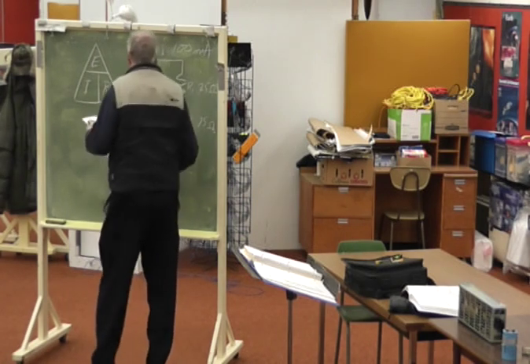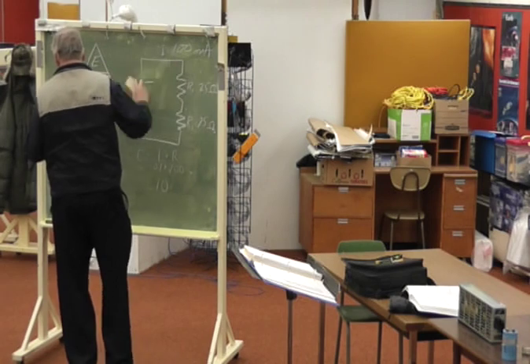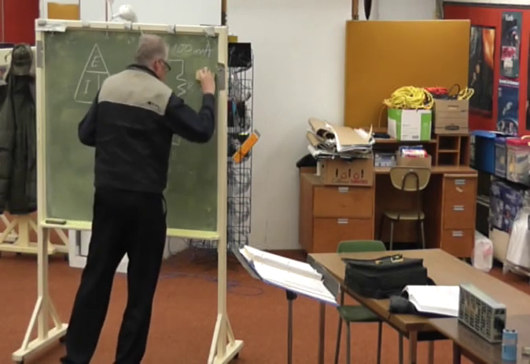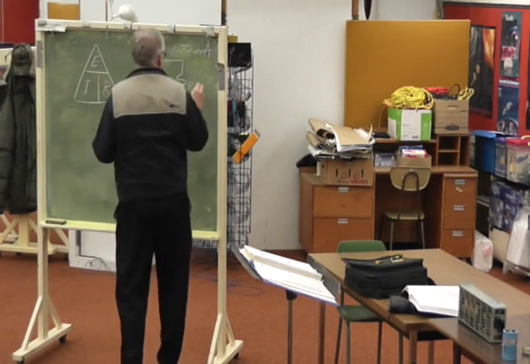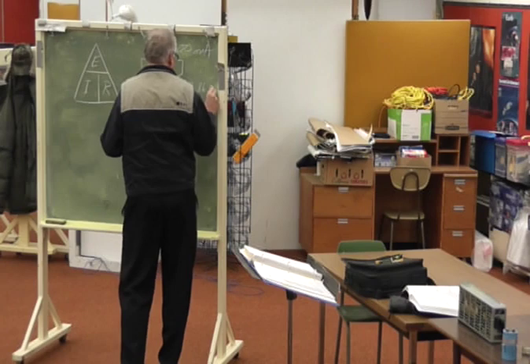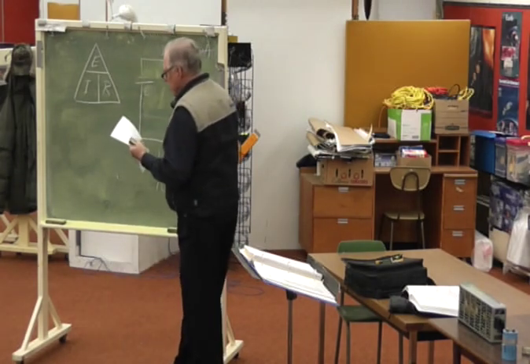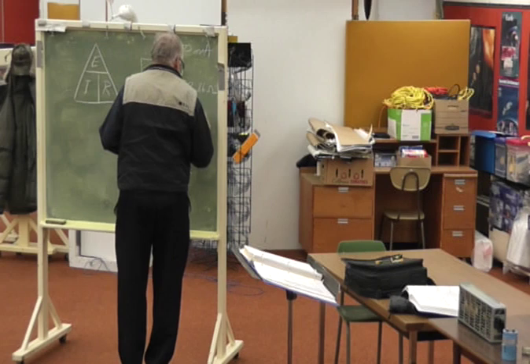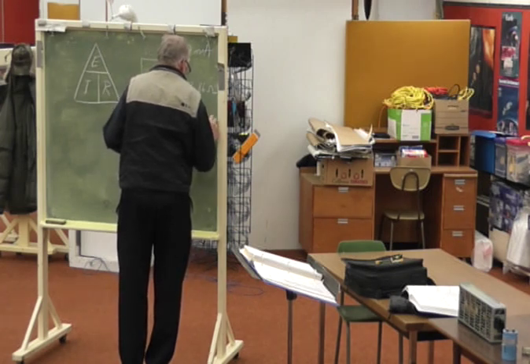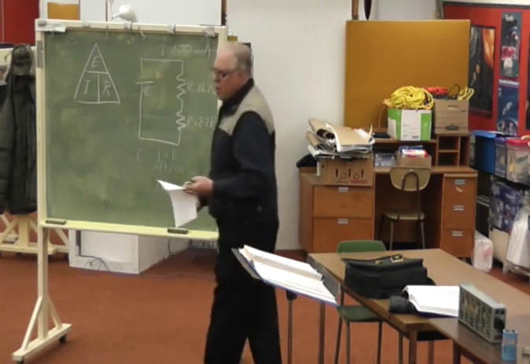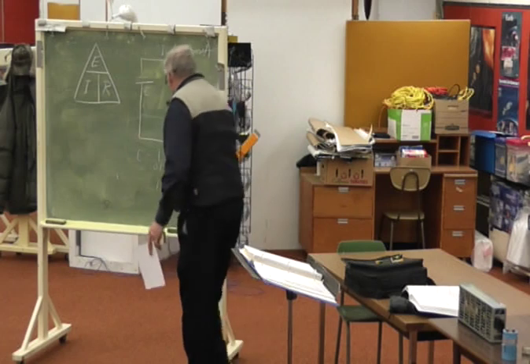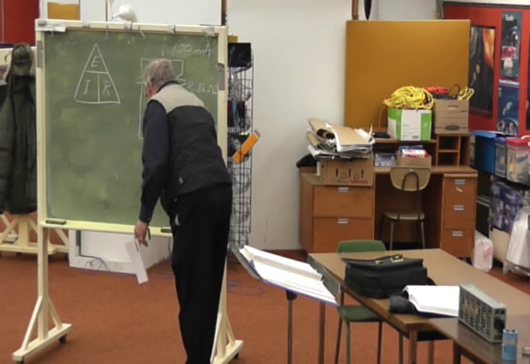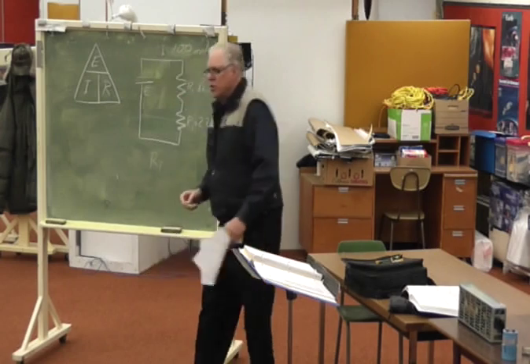Okay, here's a simpler one. If R1 is 86 ohms and R2 is 2.2 k ohms. Okay, what's the total?